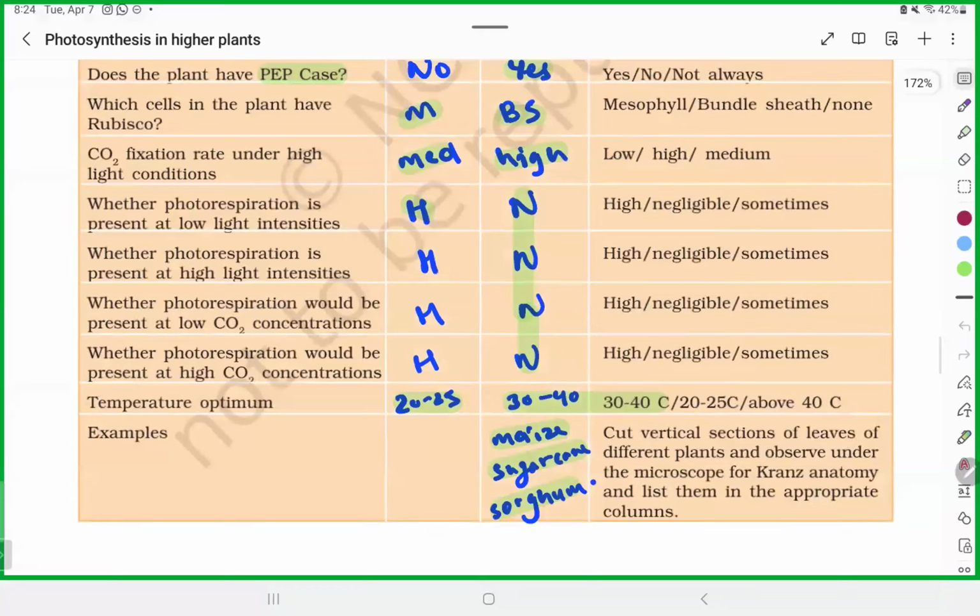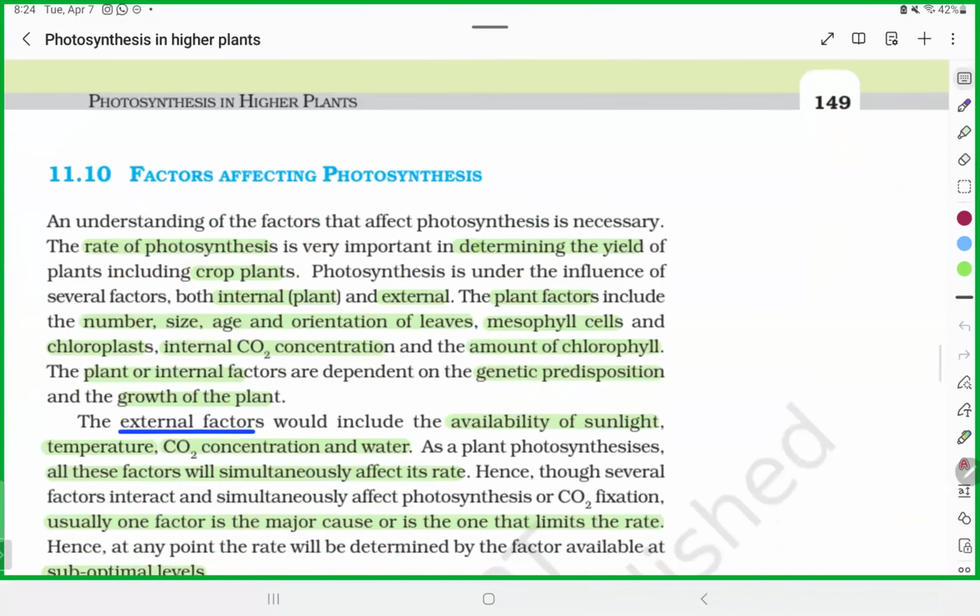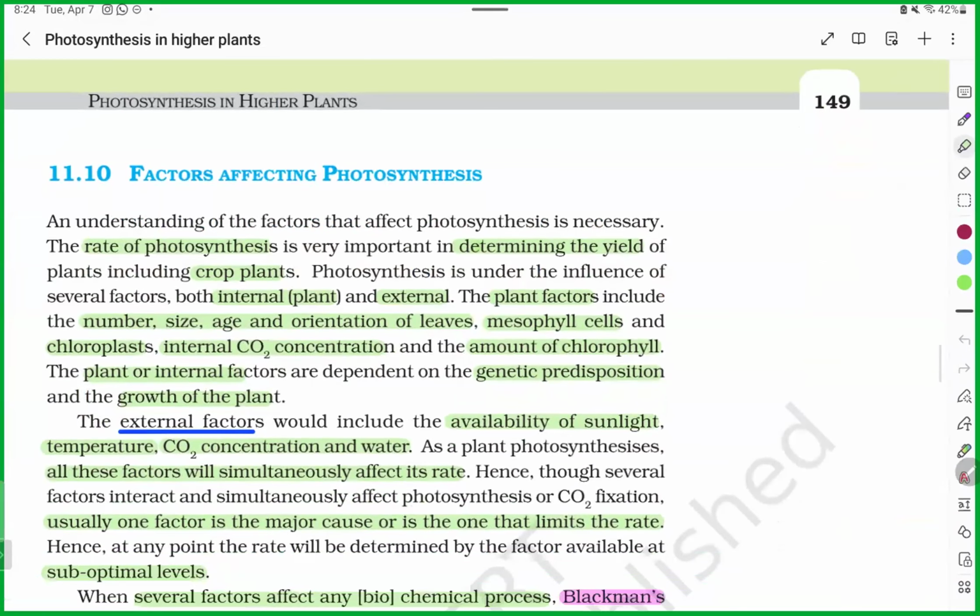Photosynthesis in higher plant. In last class, we left the last topic: factors affecting the photosynthesis. Speed of the photosynthesis is very important because we want to produce more product even in the crop plant.